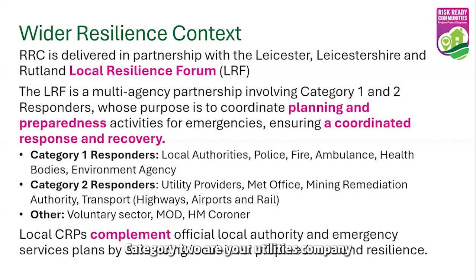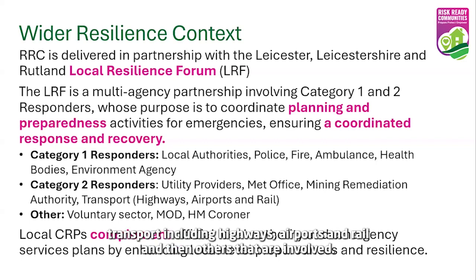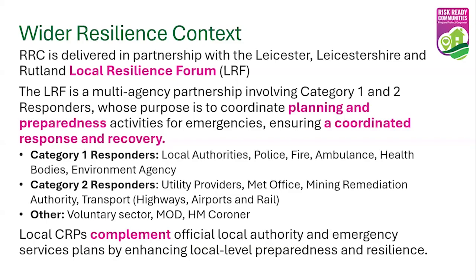Category 2 are your utilities companies, so that's gas, electricity, water and telecoms, also the Met Office, Mining Remediation Authority, Transport, including highways, airports, and rail. And then others that are involved are organisations within the voluntary sector, such as the British Red Cross, Ministry of Defence, and Coroner's Office. Having local community response plans in place enhances official plans held by local authorities and emergency services by increasing local level preparedness and resilience.